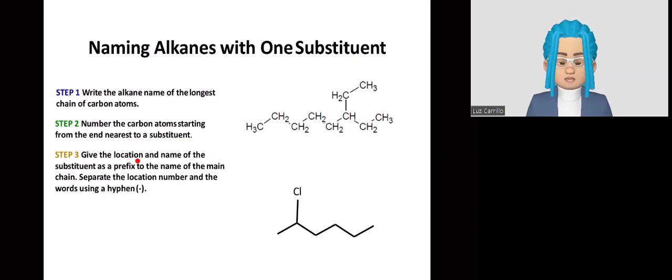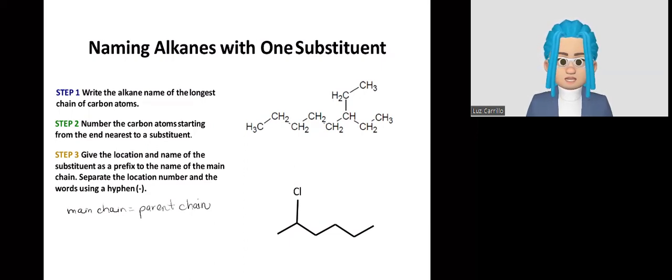Next, we are going to give the location and the name of the substituent as a prefix to the main chain. The main chain is, in other words, that parent chain, meaning the longest continuous chain of carbon atoms present in your structure. And when we give the location for the carbon atom that is holding the branch, we are going to separate it from the other words through a hyphen.